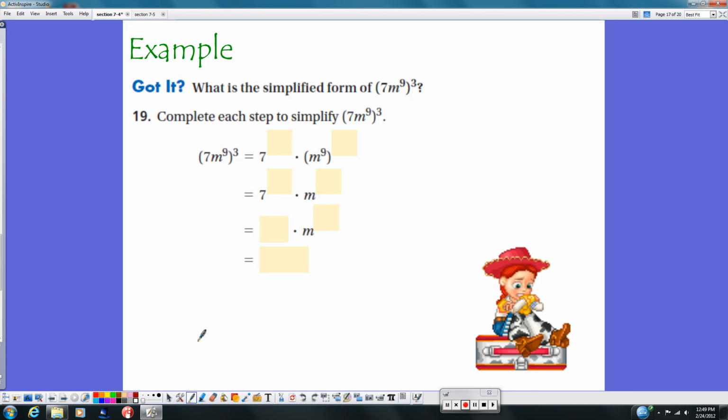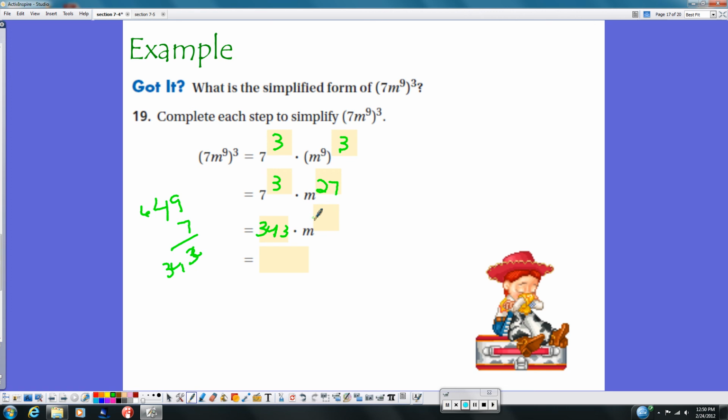Let's take a look at this one. Here we have 7m to the 9th to the 3rd power. So this would be 7 to the 3rd, m to the 9th to the 3rd. Here you have power to a power. 9 times 3 is 27. So 7 times 7 times 7 is going to be 49 times 7, which is going to give us 9 times 7 is 63, 7 times 4 is 28, plus the 6 gives us 34, so 343 m to the 27th, and we put it all together.